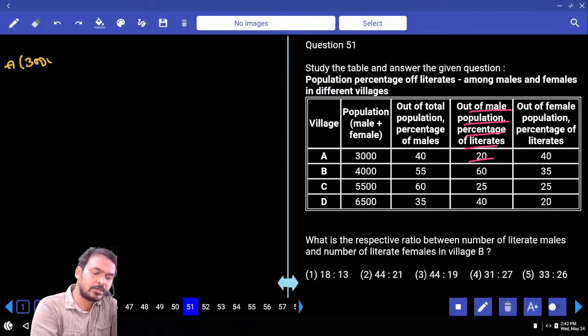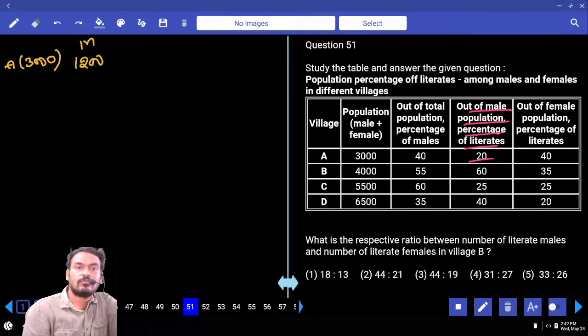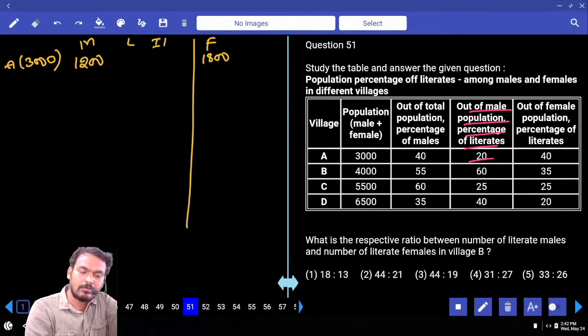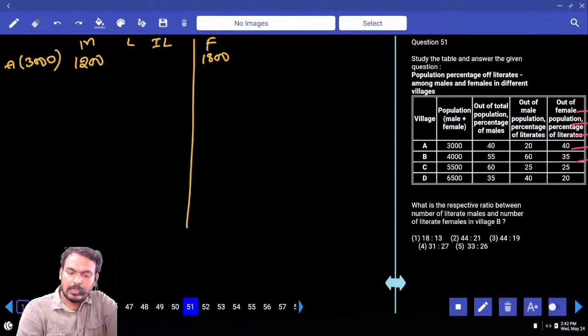Total population is how much? 3000. Male population 40%. 40% means 1200. Obviously female population 1800. In male, literates and illiterates. Female also literate and illiterate.